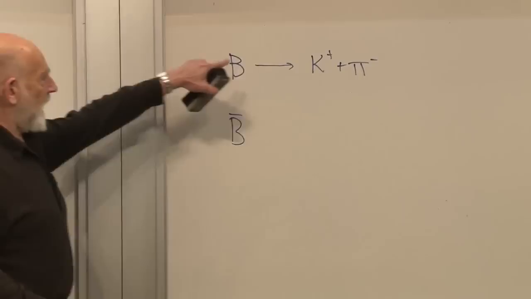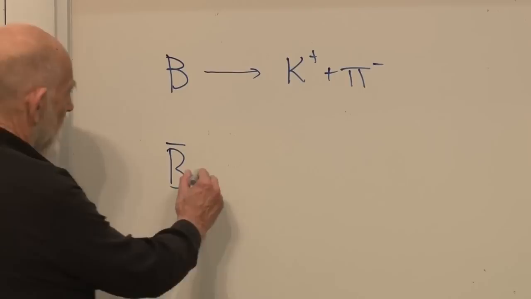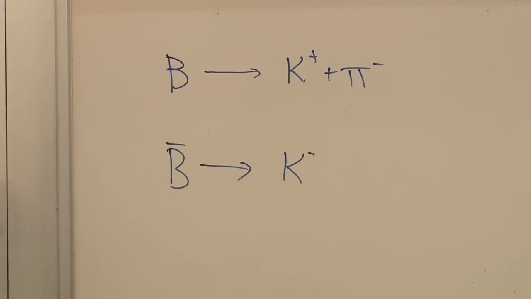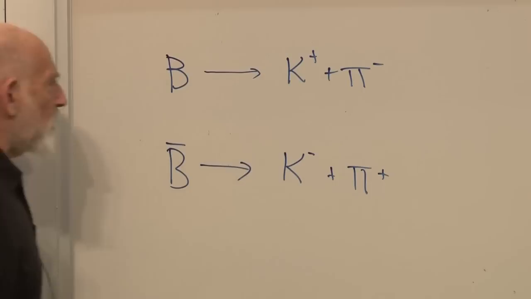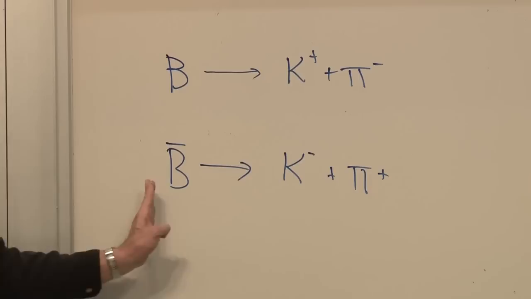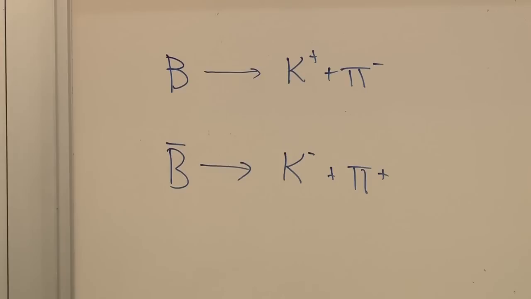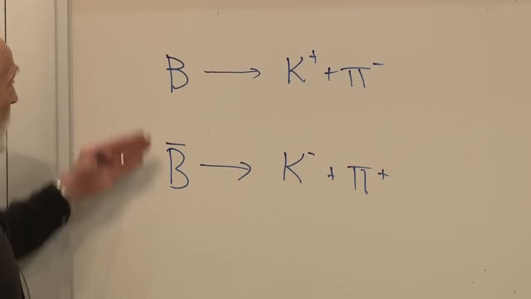It follows that the anti-B meson can decay into the antiparticles, which is a negatively charged K meson and a positively charged pion. The only important thing is that it's a process in which a particle can decay into other particles versus a process in which the antiparticle can also decay into its antiparticles. Now, the rates for these things to happen are measurable. They are measured, and they are different. One of these, I can't remember which one, is about two-thirds more important than the other.